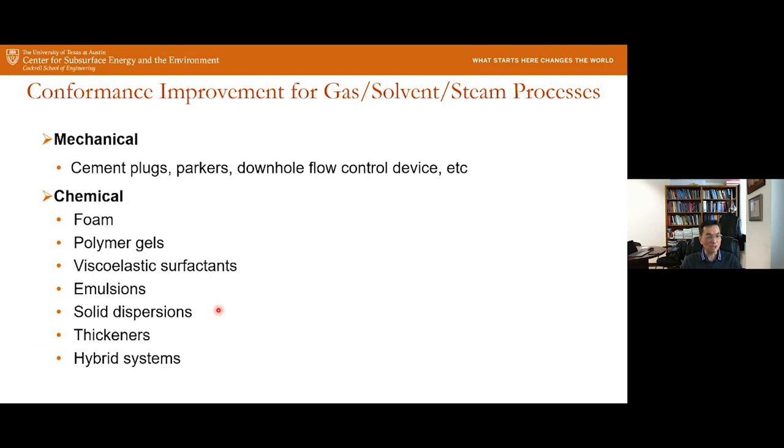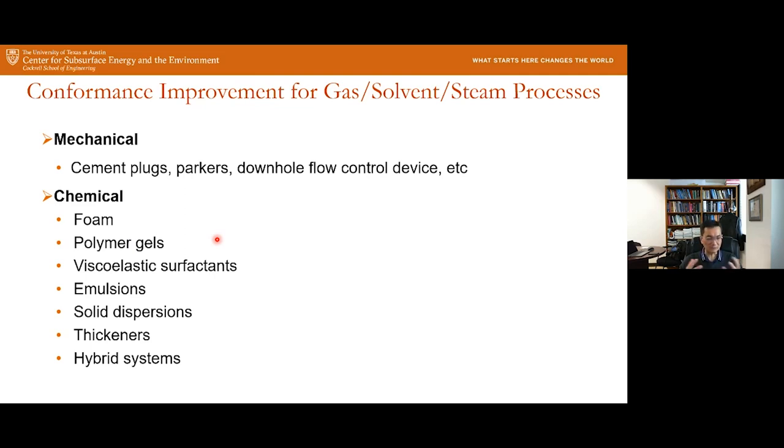And you can see there's a long list of chemical methods that have been studied from lab to field for conformance control. But I would say that the top two, and their combination, foam and polymer gels, are the most efficient choices, because the others are still in an infant stage or have not been field tested. But I would say foam and polymer gels have been field tested for over decades.